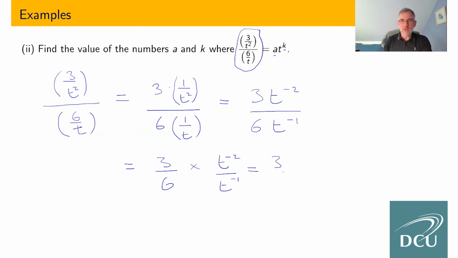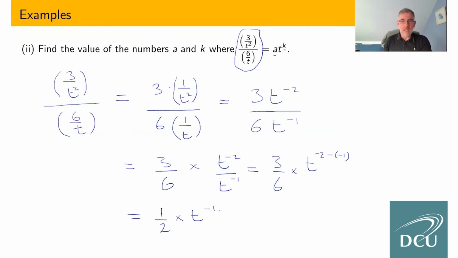So I have my 3 over 6 multiplied by, and now I'll deal with the powers of t because I have minus 2 in the numerator, and I'll subtract the power minus 1 that appears in the denominator. So overall, where will this bring me? 3 over 6, of course, is 1/2, simplifying the numerical fraction, and that's multiplied by t to the power of minus 2, subtract minus 1, that gives minus 2 plus 1, that's t to the power of minus 1. And there's my result then.